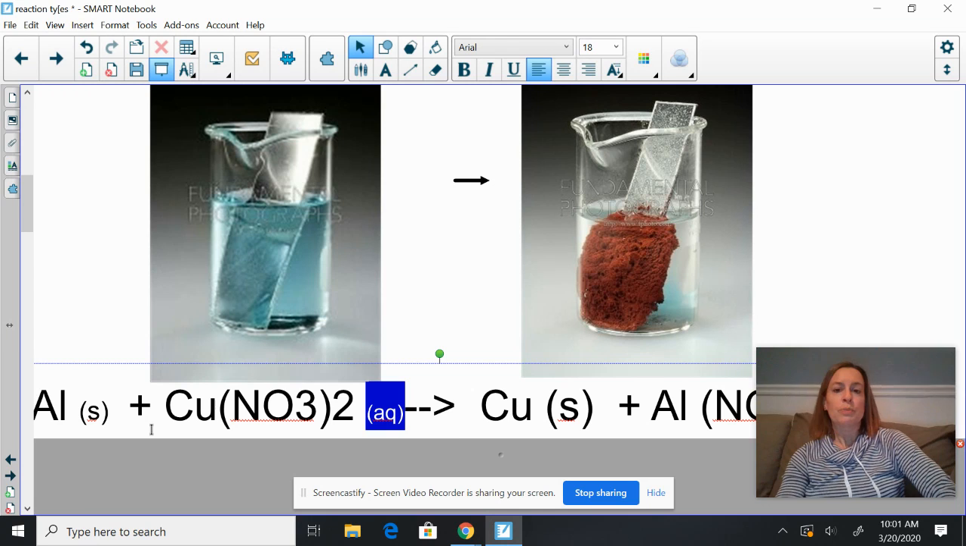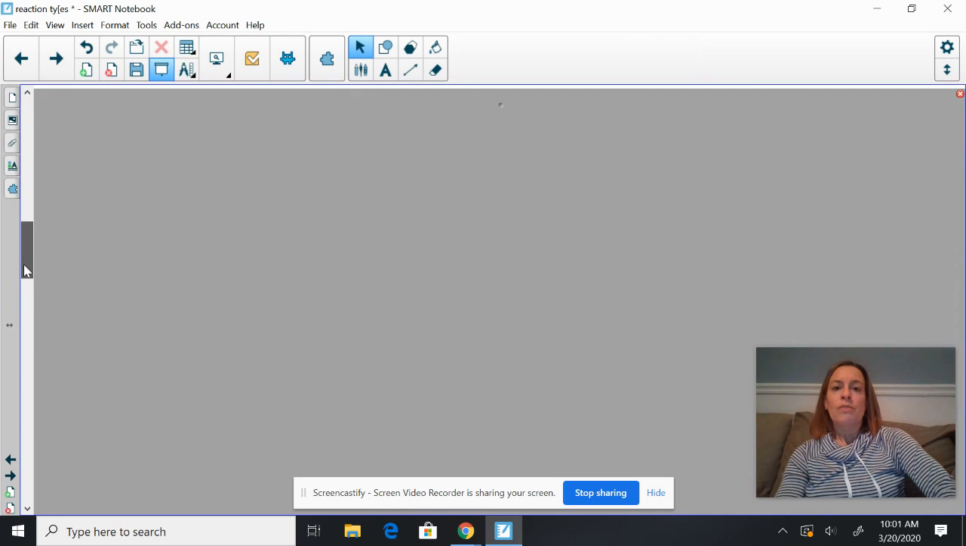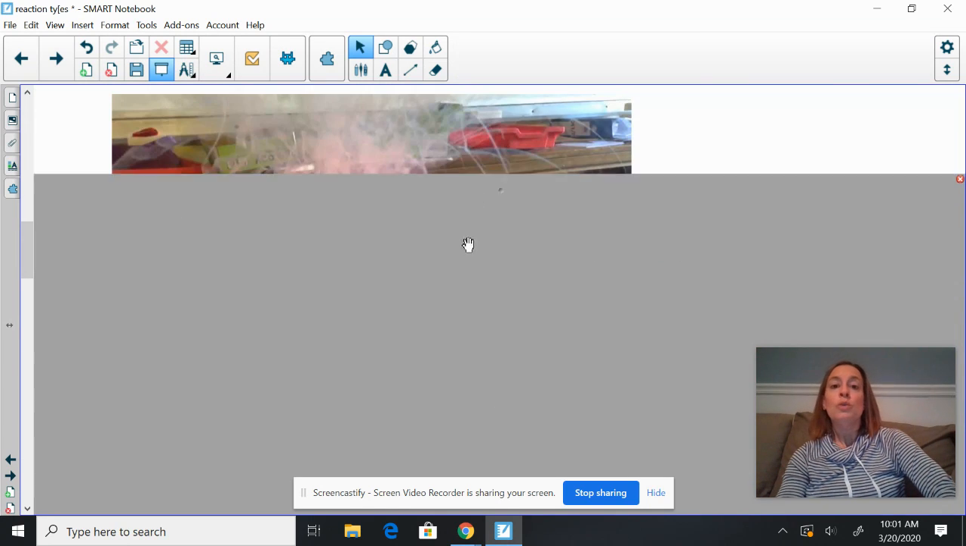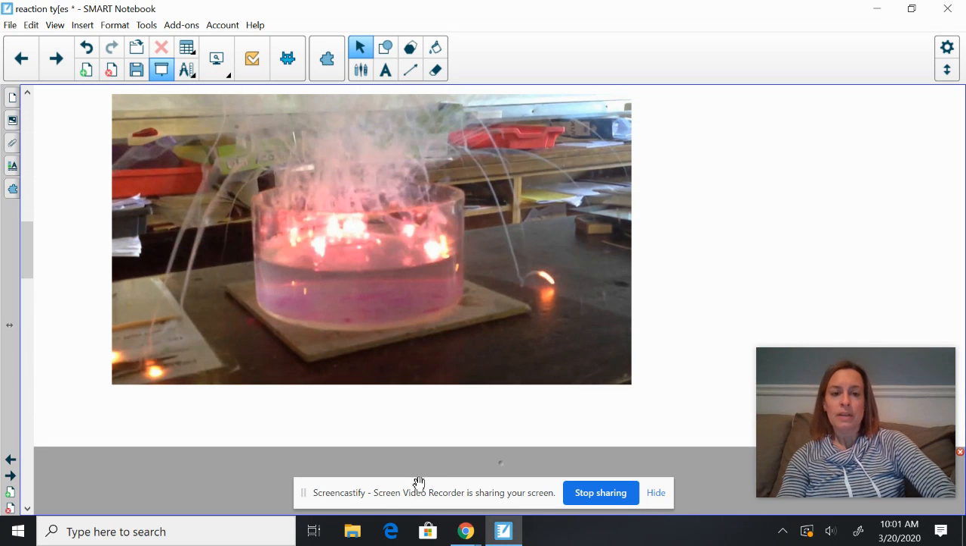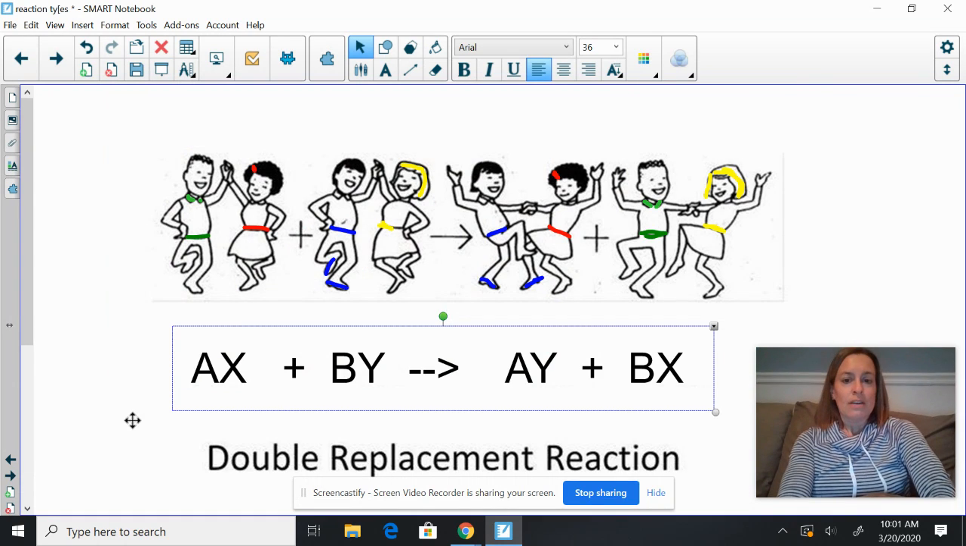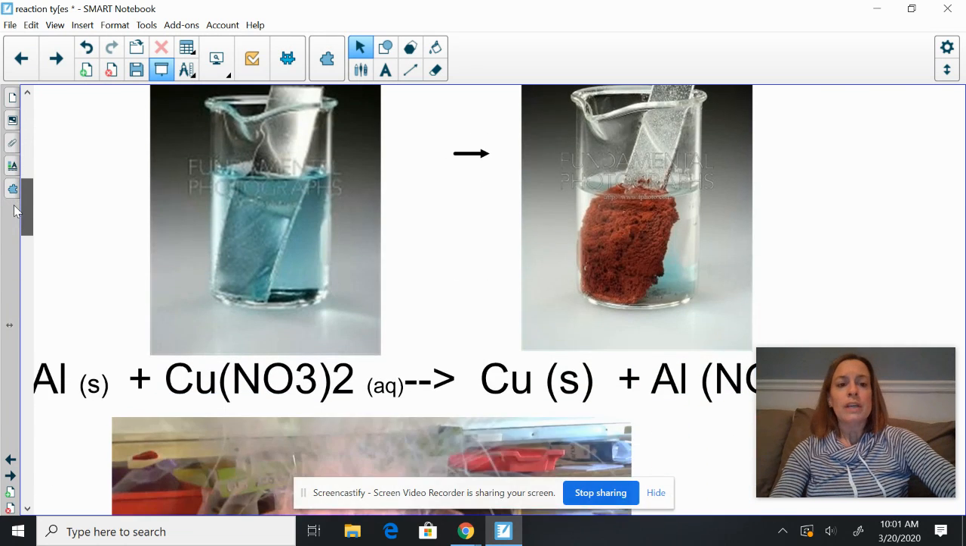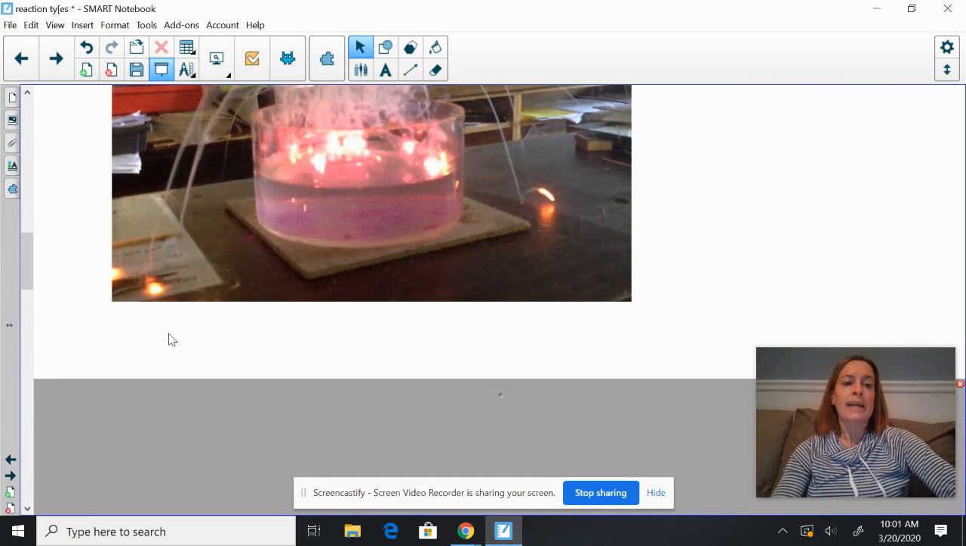Aluminum took copper's place, and now the copper is here by itself. So that's one example. Another example of a single replacement reaction that you have seen in lab was a little bit more dramatic, I guess you'd say. Back in the beginning of the year, I took a piece of sodium, and then I also used a piece of potassium.